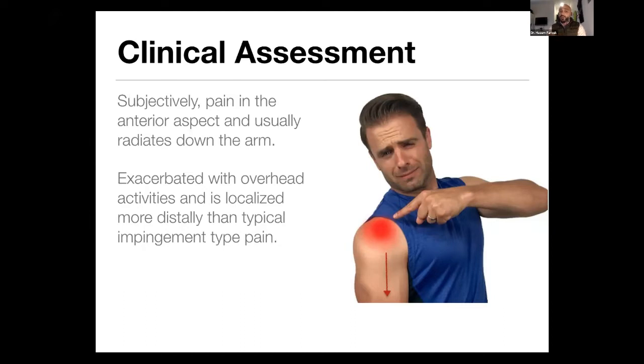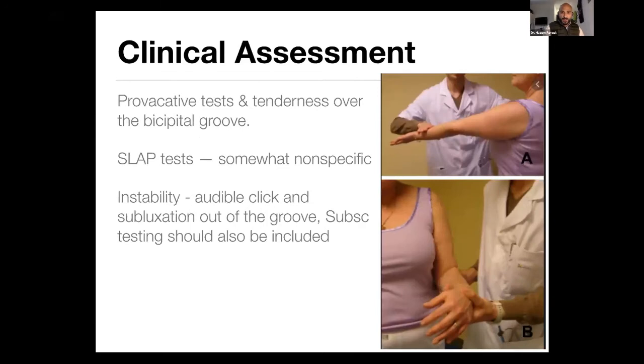It is exacerbated with overhead activities, and it is more localized distally rather than proximally, and this might give us a thumbs up in order to differentiate. It's not just a supraspinatus tendinopathy, it might be associated with a long head of biceps, so we need to treat it if we're going to treat the supraspinatus tendinopathy.